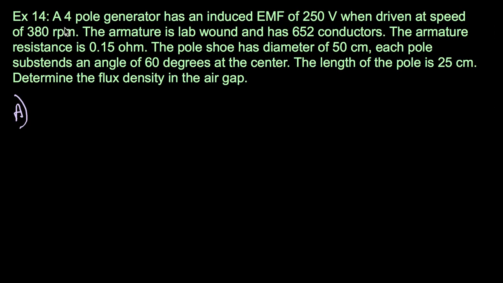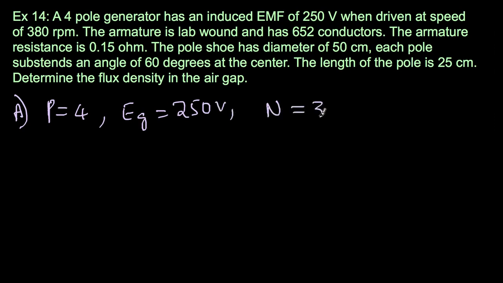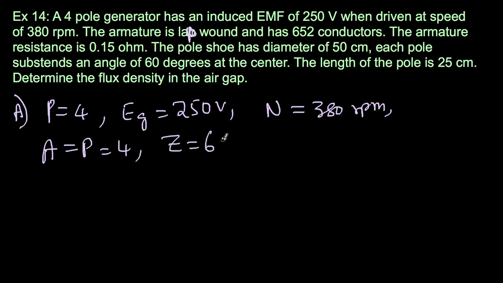Okay, so what do we have here? A 4-pole generator, so P equal to 4, induced EMF of 250. So EG is already given, 250 volts, when driven at the speed of 380 RPM. So speed is given, 380 RPM. Armature is lap wound, so A equal to P equal to 4. Has 652 conductors, so Z equal to 652. The armature resistance is 0.15 ohm.